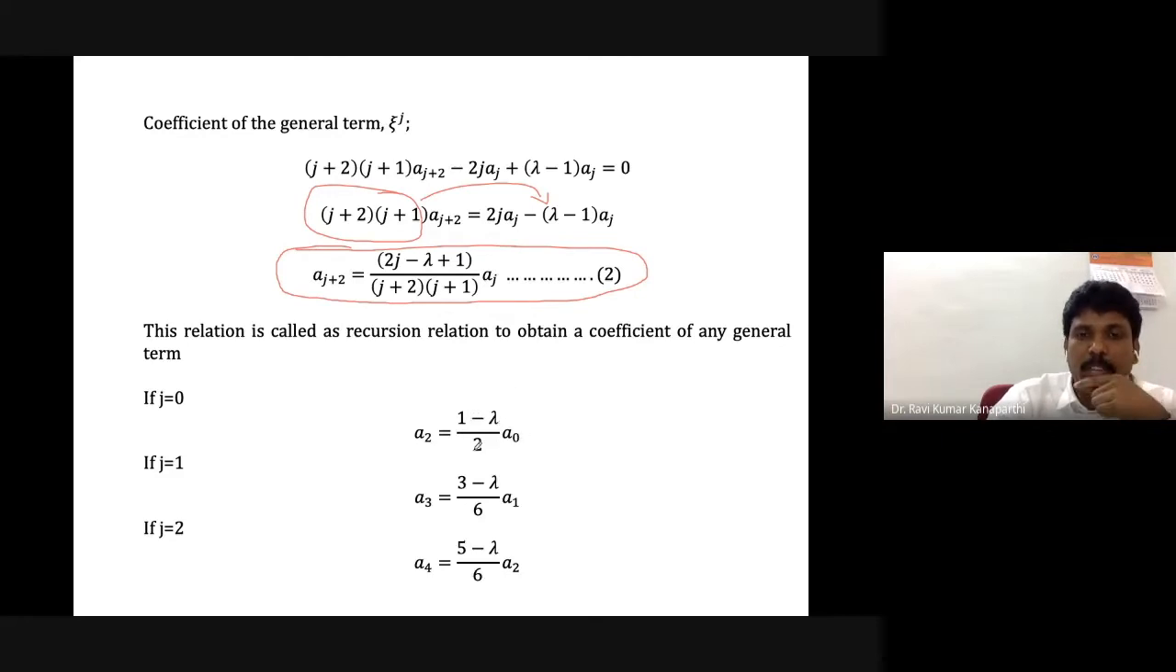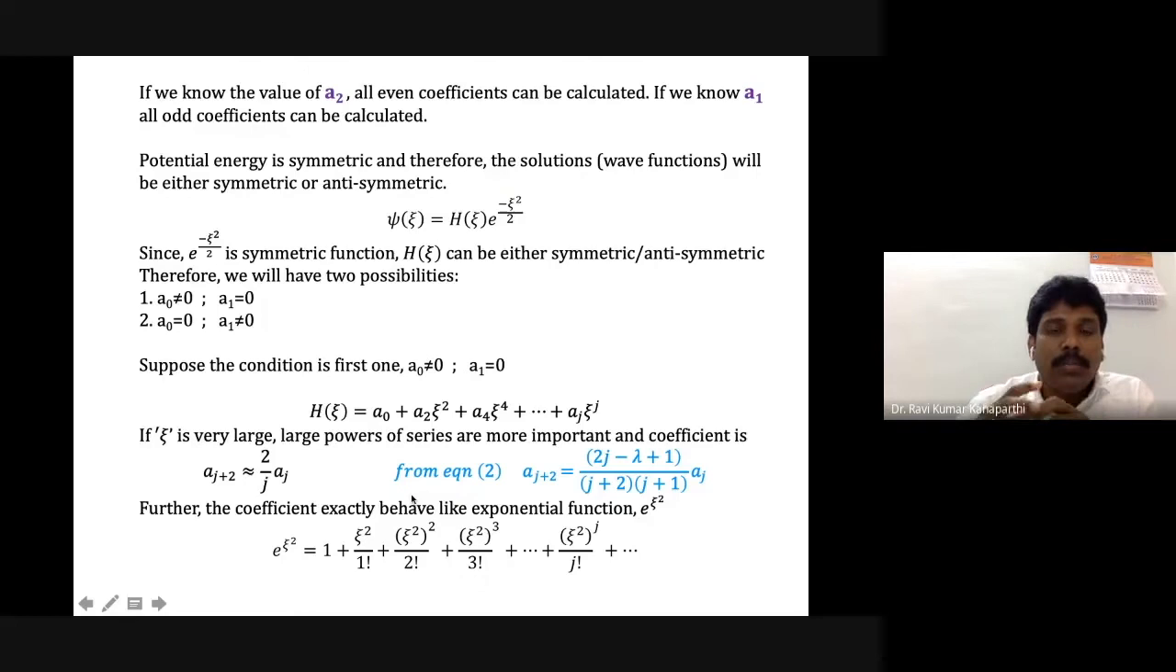So a_2 is (1−λ)/2 times a_0. And if j is equal to 1, then a_3 is (3−λ)/6 multiplied by a_1. And if j is equal to 2, then a_4 is (5−λ)/12 multiplied by a_2. What I am claiming is that if I know a_2, then a_4 can be calculated. Similarly, if I know a_1, a_3 can be calculated. This is very interesting for us to evaluate the coefficients of the z to the power j terms, depending upon your choice.